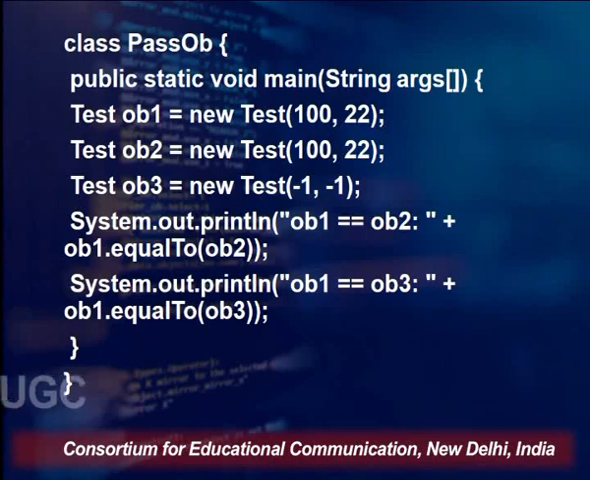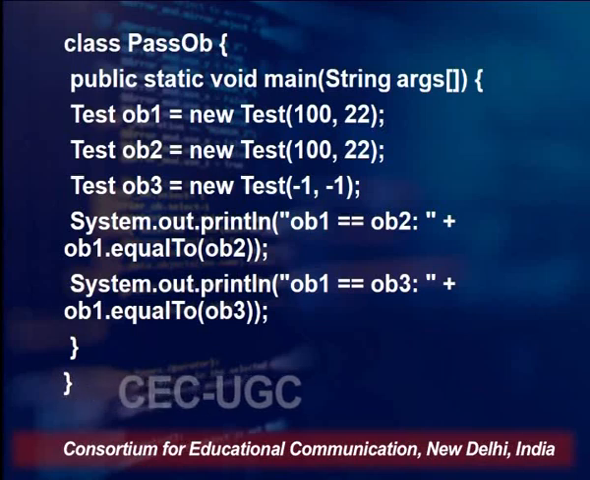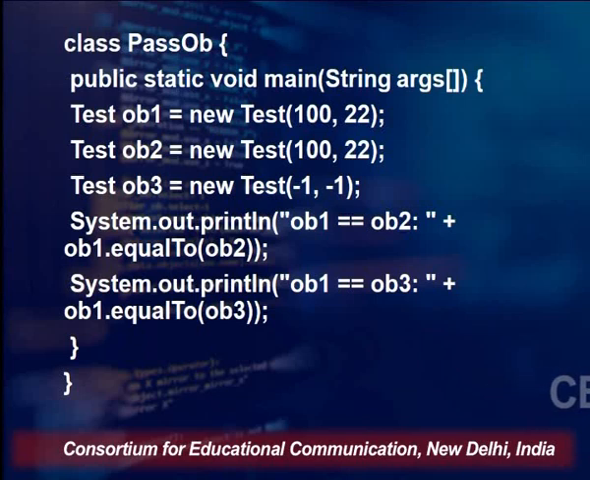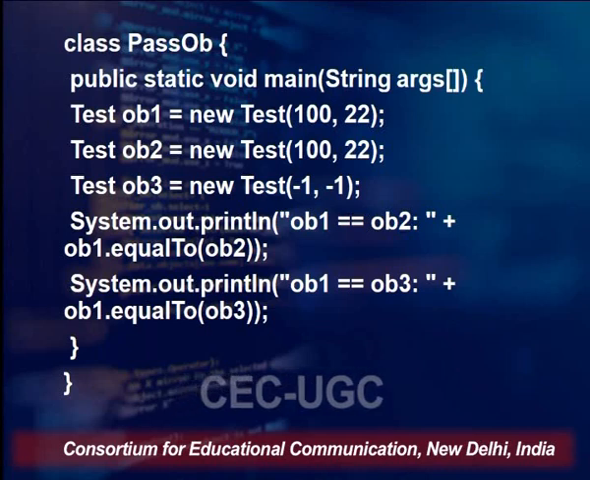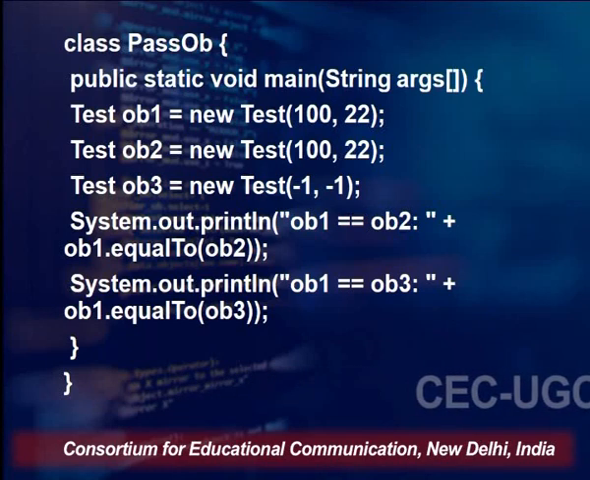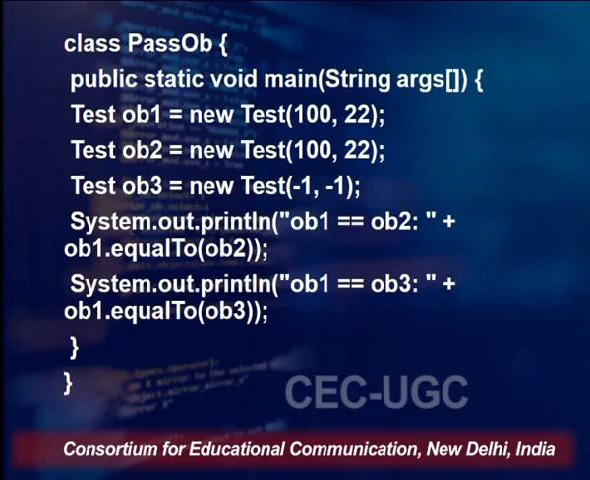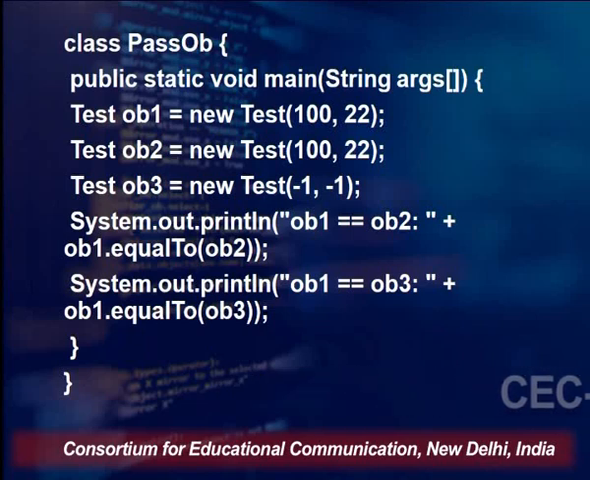By the functionality we have written for the function equals to, for the first statement it will check whether ob1.A is equal to ob2.A. That means if the value of the variable A of the calling object and of the passed object, and also the value of the variable B of the calling object as well as of the passed object, are equal, then it is going to return true. So OB1 and OB2 have similar values of the variables A and B, which are 100 and 22.